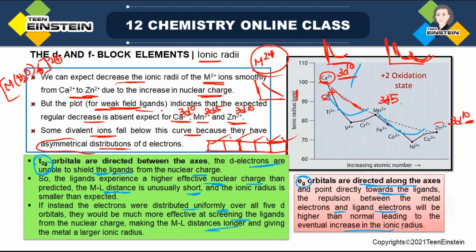So remember, for these three systems, they fall directly on the smooth line because there is no CFSE involved. But for other elements, there is some value of CFSE, for which they are below this line. Okay, so should I repeat any part?